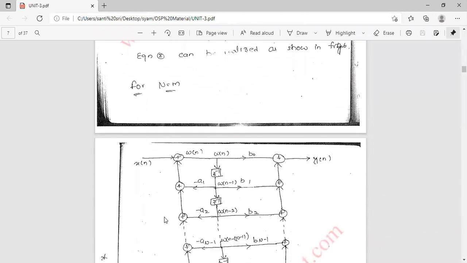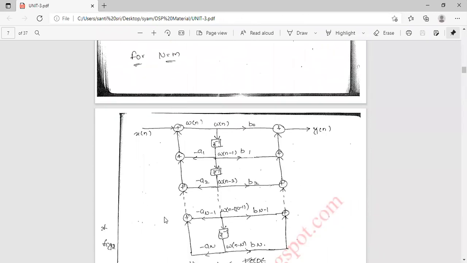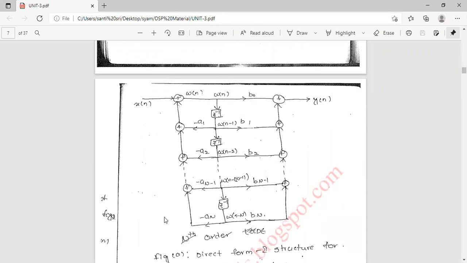For n equal to m, if both n and m are equal, then we will add these two. So x of n minus a1 into w of n minus 1 minus a2 into w of n minus 2 minus a n into w of n minus n, plus b0 into w of n plus b1 into w of n minus 1 plus b2 into w of n minus 2 plus b n minus 1 into w of n minus n plus 1 plus b n into w of n minus n is equal to y of n.